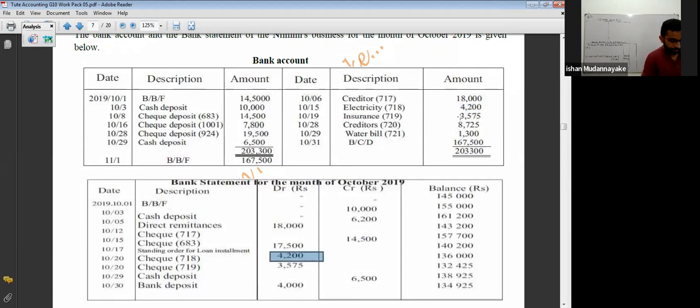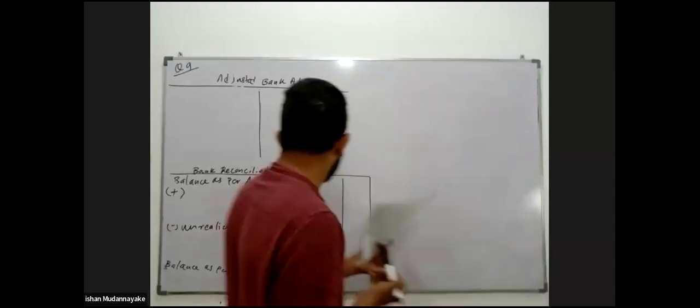Right. Next one. 3,575. You have issued 3,575, but that 3,575 is also available in the bank statement. Right. 3,575 also okay. Next one. 8,725 issued check, but 8,725 is not available in the statement. 8,725 unpresented check.